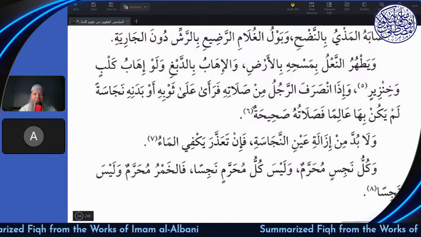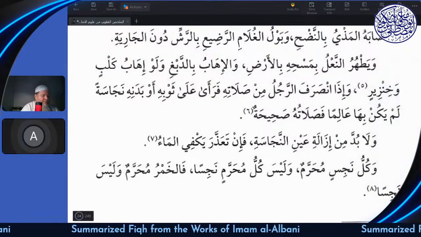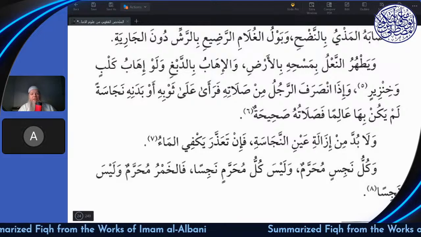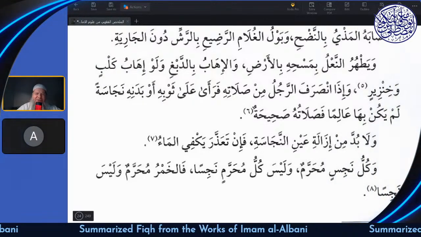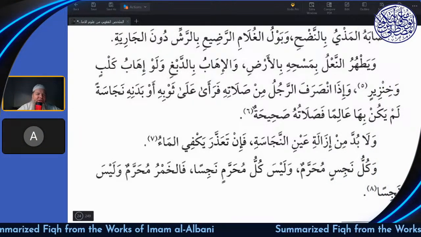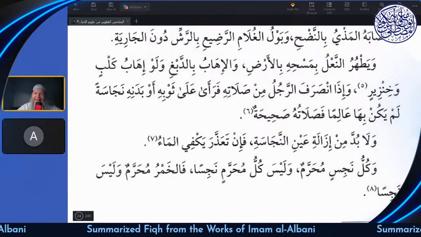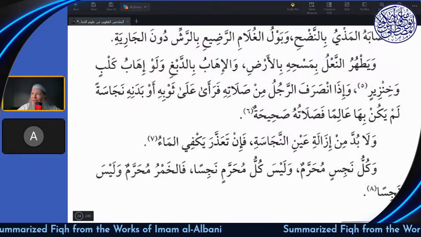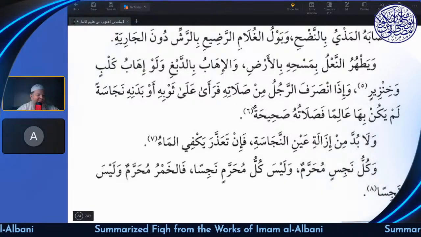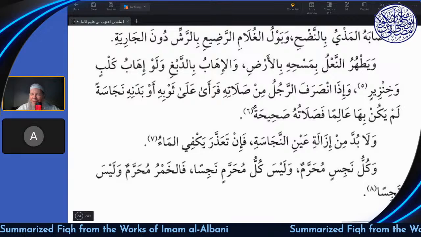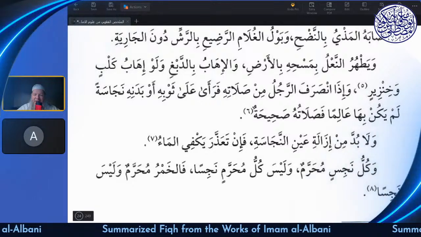فالخمر محرم وليس نجسا. So alcohol is forbidden, but it is not impure. So khamr is haram, but it's not najis. If someone accidentally spills khamr on you, then this is not najis. You can't say, oh, I can't pray with this shirt because somebody splashed it. I was sitting somewhere on the bus and some guy spilled his drink and it got on my pants leg or something. No. Yes, it's haram, but it's not najis.